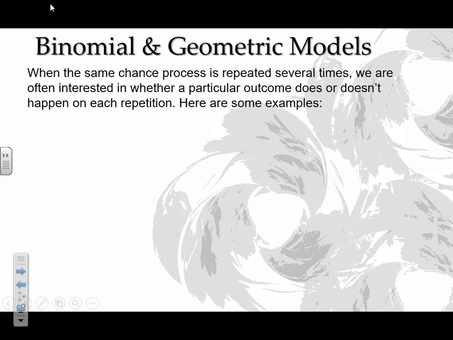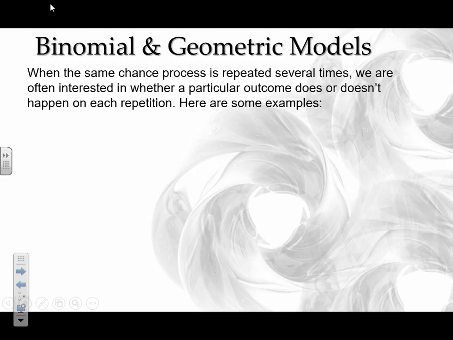So, before we get into binomial specifically, we're going to talk about the types of questions we can expect to see when we look at this section here. So, binomial and geometric models occur whenever the same chance process is repeated several times. So we're often interested in whether a particular outcome does or doesn't happen on each repetition.